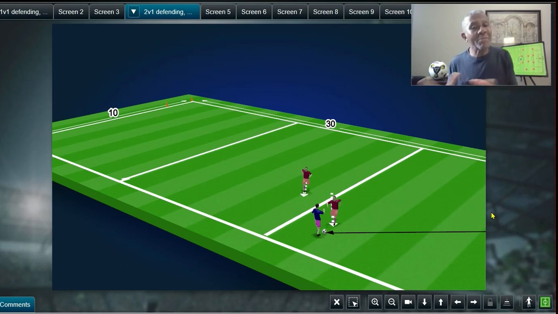Bring him down. Okay, we're gonna wait for that moment. Which moment? When the attacker puts his head down. That's all. Very, very simple.